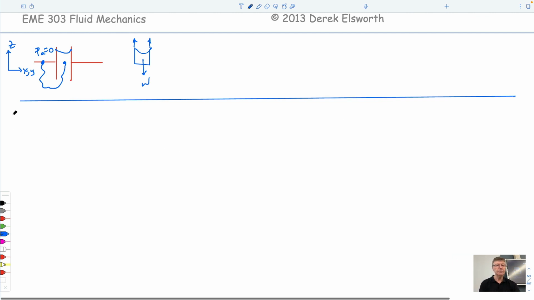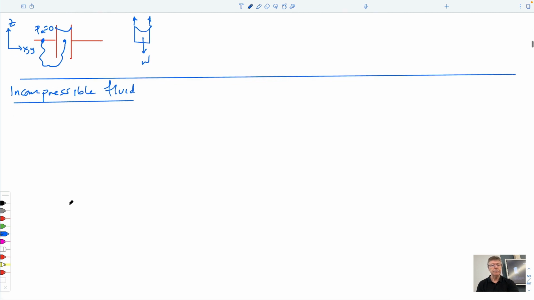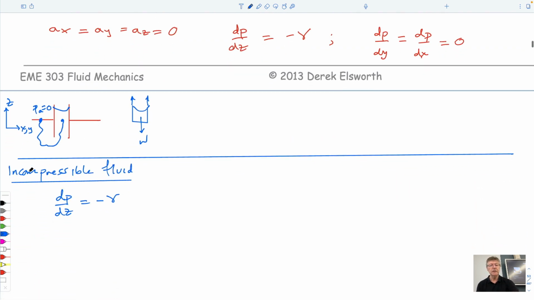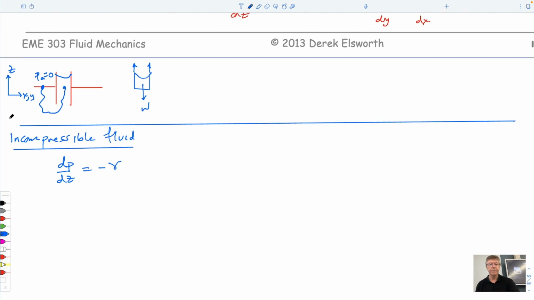So for an incompressible fluid, okay, what do we got? We've got dP dz is equal to minus gamma. The minus, by the way, is directly because we've drawn our coordinate system vertically positive upwards from our right-handed coordinate system. Always will do that.